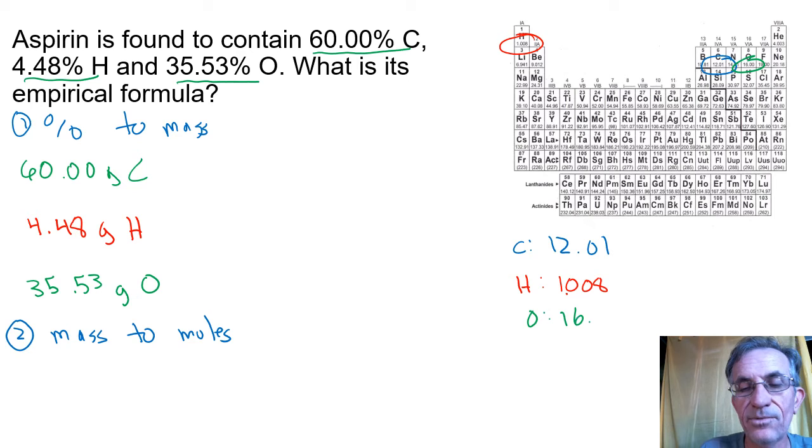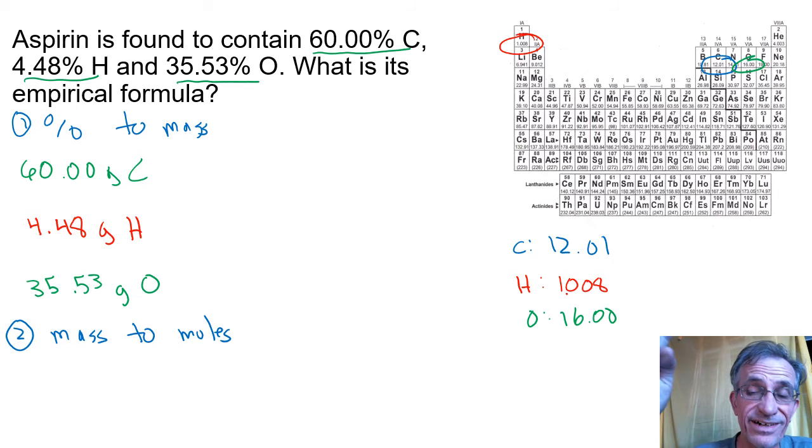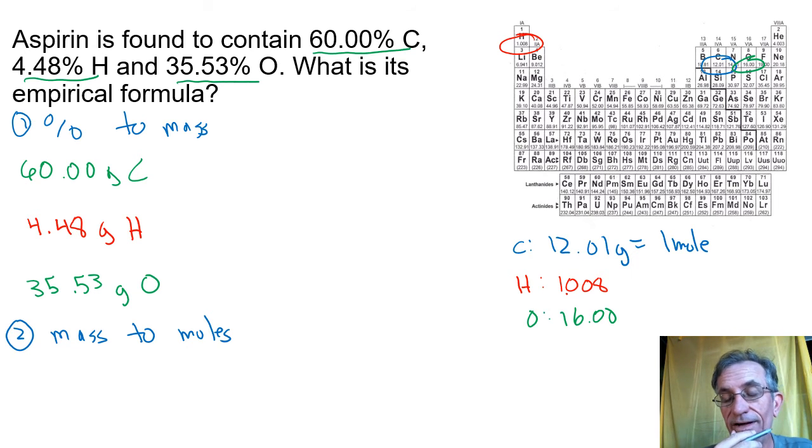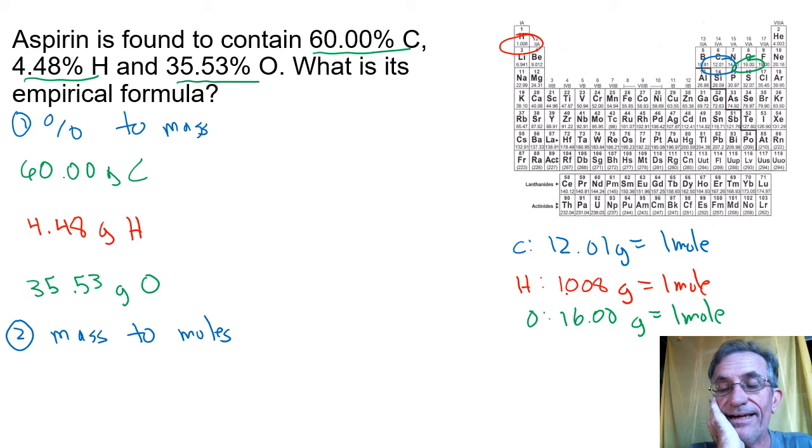Now, every single number we just looked up is really a conversion factor. There is a way to make that a conversion factor. Whatever you see, that is how many grams equals 1 mole. So after you look up the number, write grams next to it. Always grams, always equals 1 mole. I promise. That's the way it always works. All right, so now we got our conversion factor.